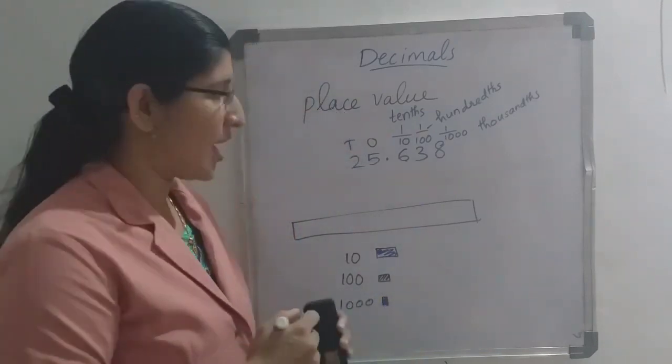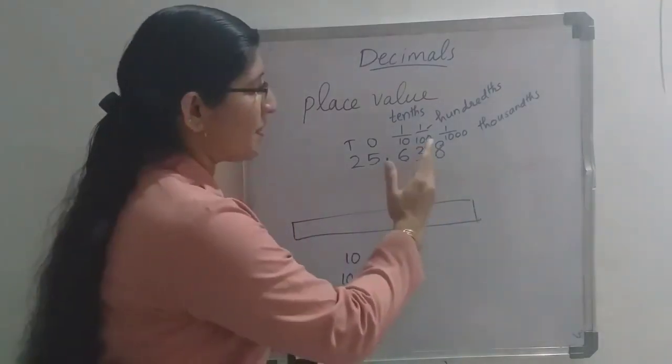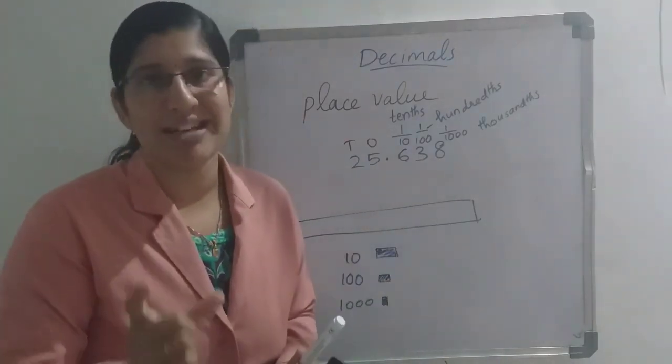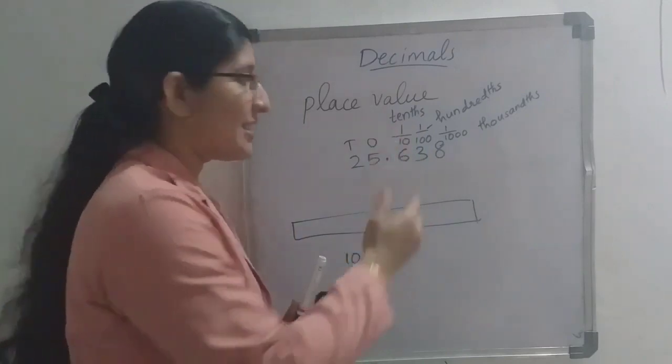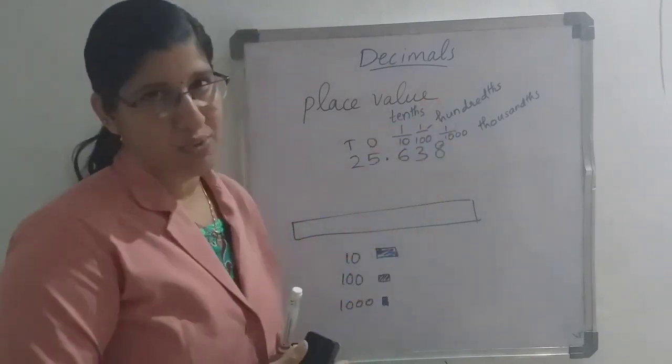The same way, whenever the place value is going from left to right, the value will be decreased. So 1 by 10 is greater than 1 by 100. 1 by 100 is greater than 1 by 1000.